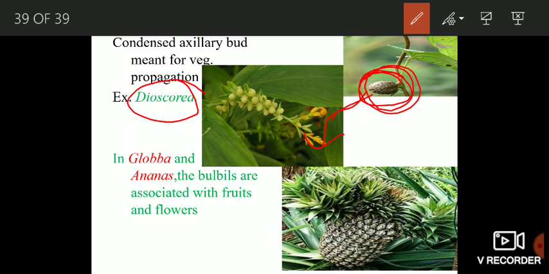In Globba and Ananas, the bulbils are associated with flowers and fruits respectively. In Globba, you have an inflorescence, and in this inflorescence a number of flower buds get modified and form the bulbils. While in the case of Ananas, at the top of this fruit you will see a bunch of bulbils formed, and these can later be separated from the plant and propagated wherever you want.